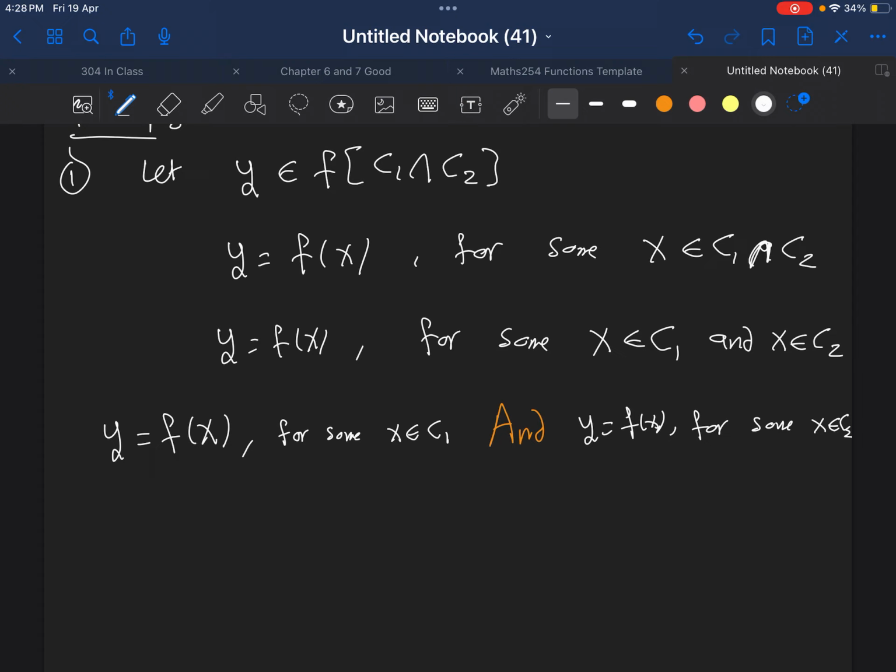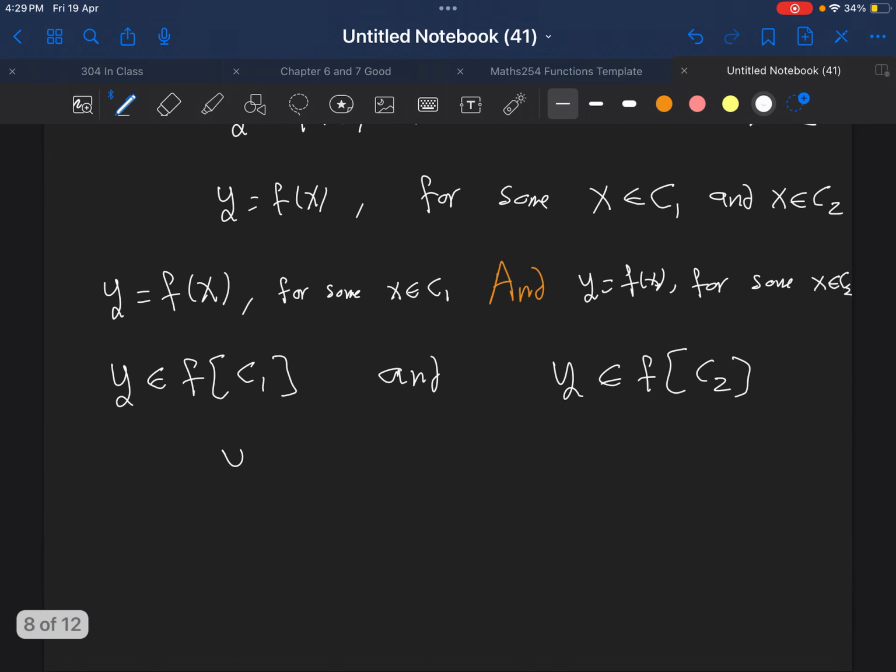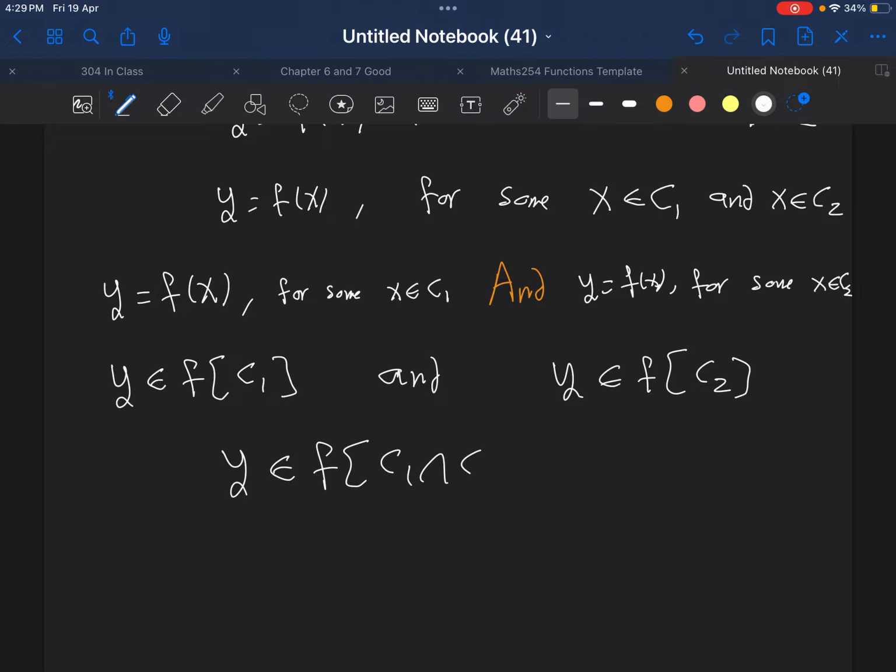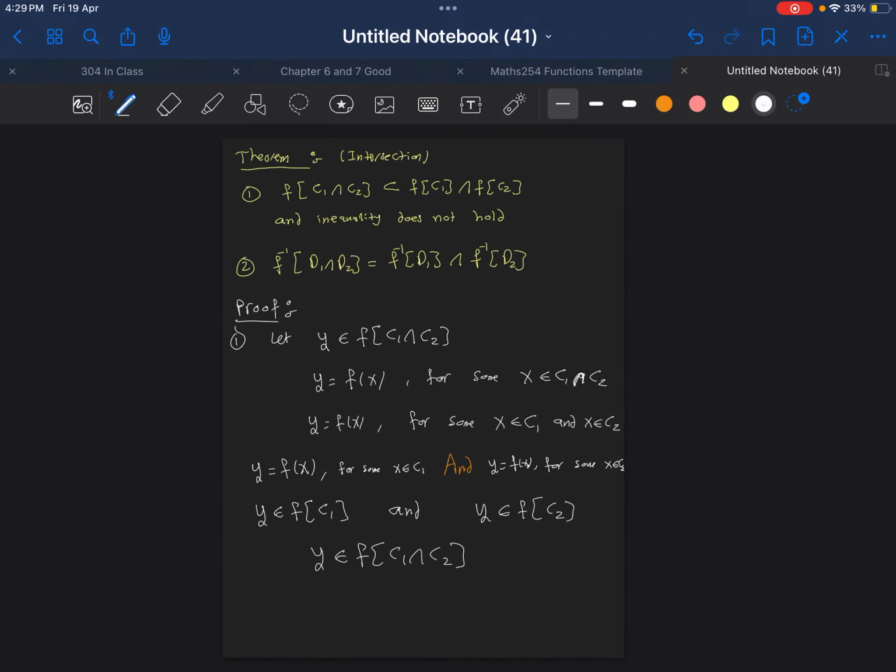So what we are going to get here, this means y is in the image of c1 and y will be in the image of c2, and now this will translate into y is in the image of the intersection. And that's how we prove the first statement.